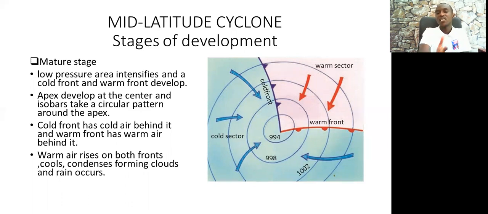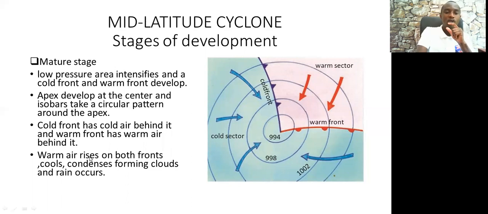You can actually see that there is a cold front, there is a warm front, and the warm sector and the cold sector. Now, a low pressure area intensifies and the cold front and warm front develop. That's where they develop at the mature stage. And the apex, which is the center, the isobars take a circular pattern around the apex. So remember these circular lines are called isobars, okay? As you can see there, they connect areas with the same air pressure.